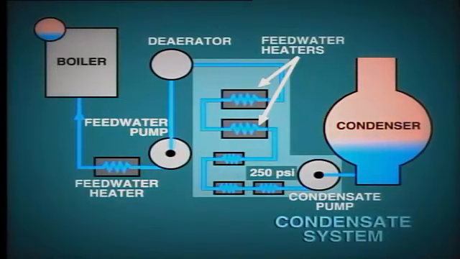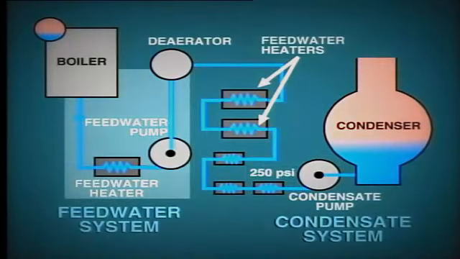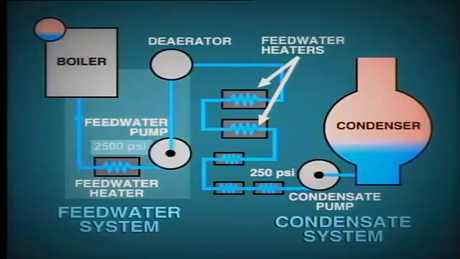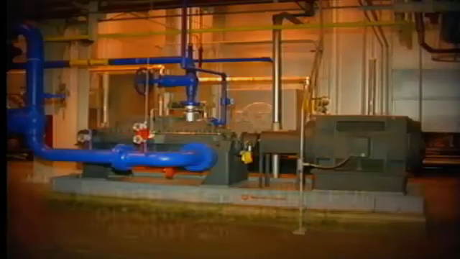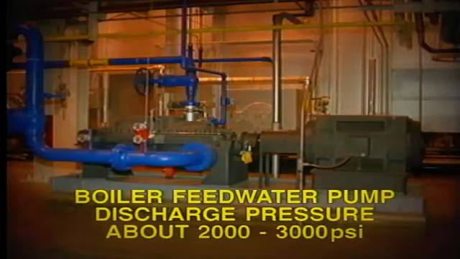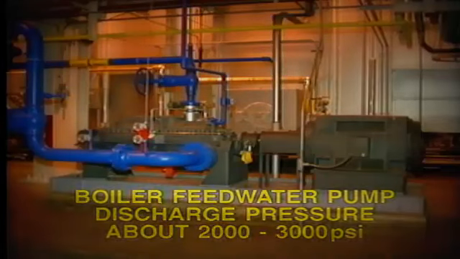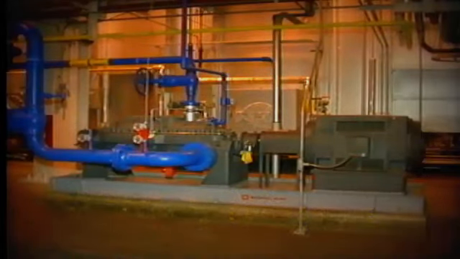From the de-aerator onwards, we refer to the continuation as the feed water system, which operates at much higher pressure. The pressure developed by the boiler feed water pump must be sufficient to overcome losses in the piping system, plus the pressure in the boiler itself. This means that the boiler feed water pump discharge pressure must be about 2,000 to 3,000 psi, depending upon the particular installation. The feed water pump may be driven by an electric motor or a steam turbine.